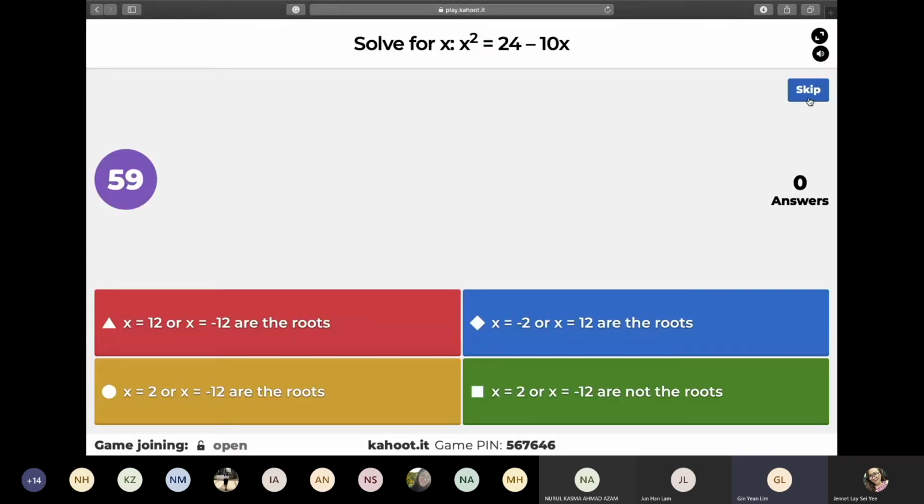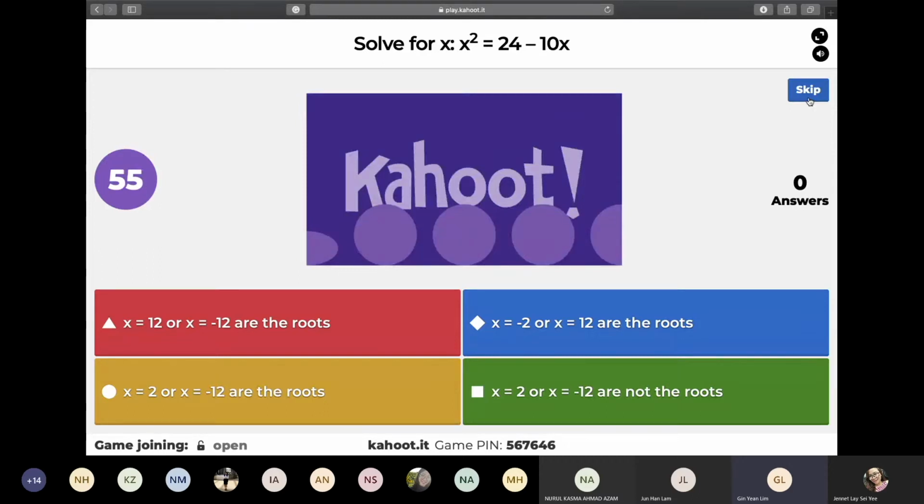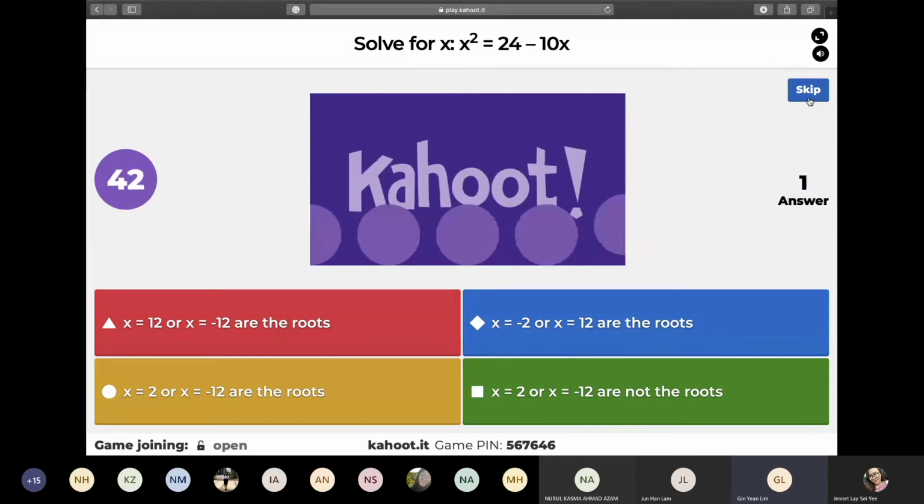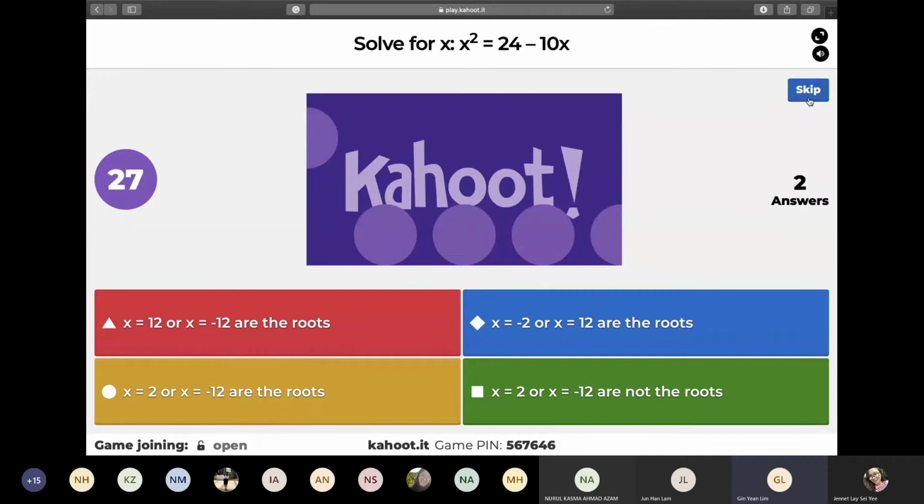Now question 8. Solve for x. With the equation there, x squared equals 24 minus 10x. Try to form the quadratic equation and get the x there. You have two ways to do it. You can expand it or just press it using the calculator. Look carefully at the negative and positive sign there. Look really carefully for that.